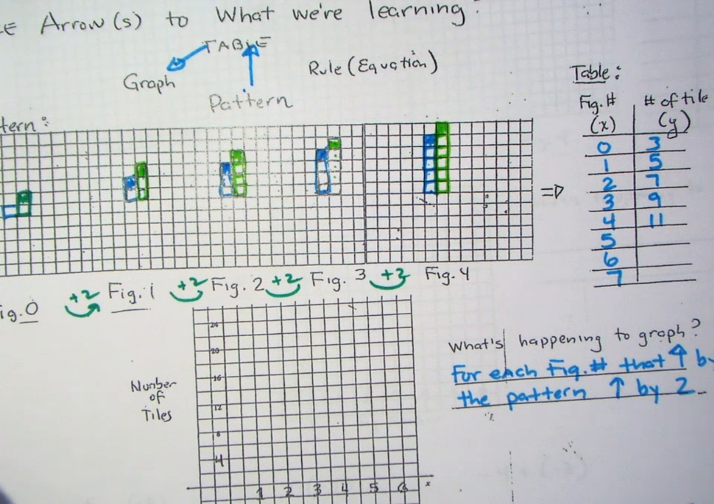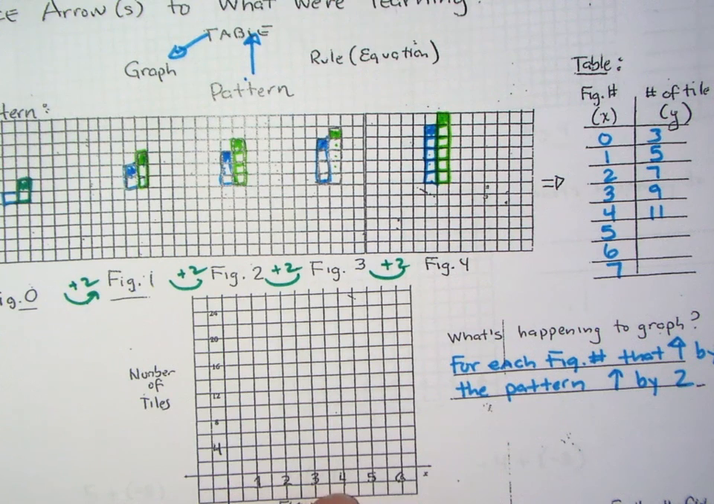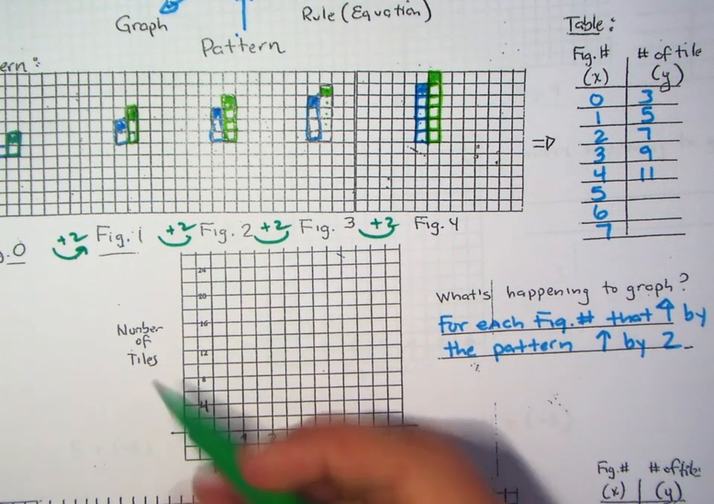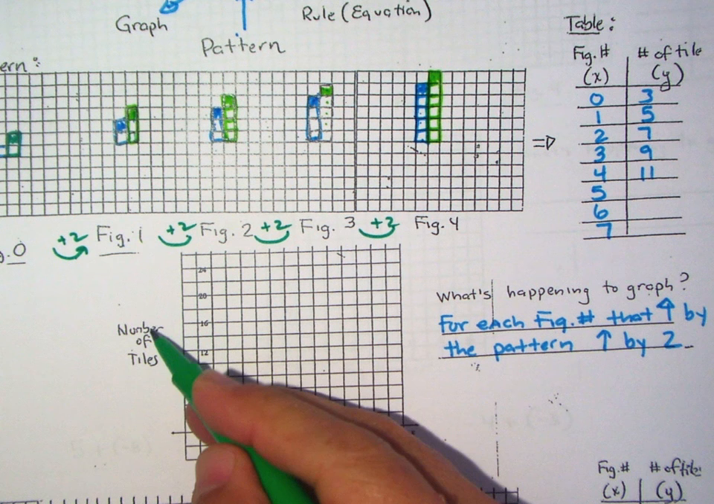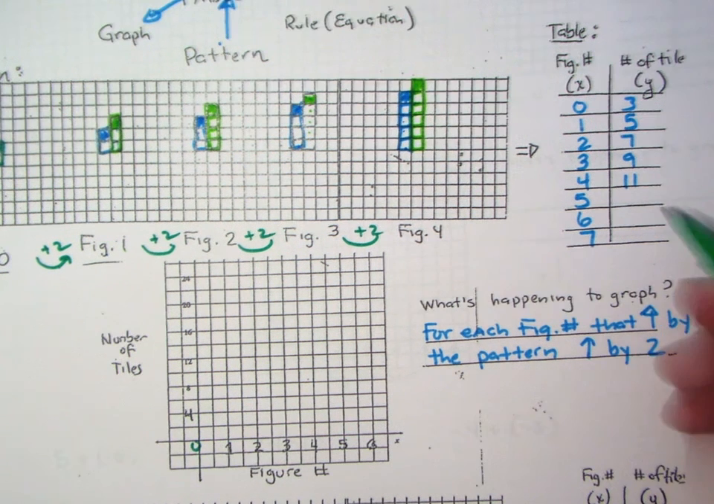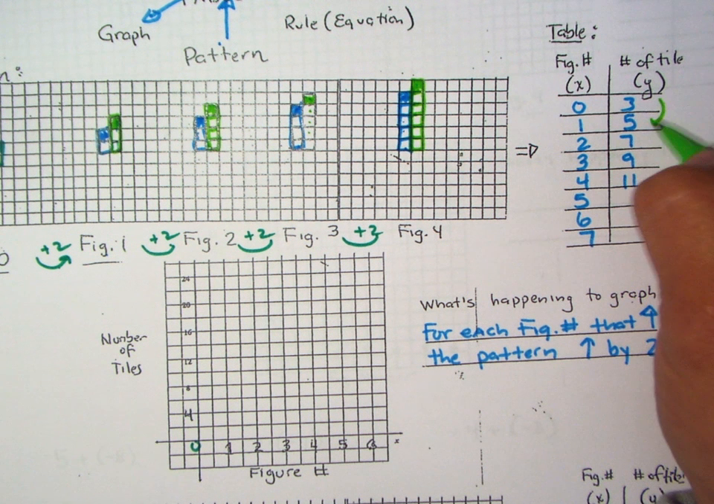So that's what you've got to do. All you have to do now is fill it in. So 9. And then you do the graph. Remember, this is figure number, and this one right here is 0. And this is your number of tiles. Don't forget to fill in the table. And then what is it doing? It's increasing by 2. Add 2, add 2, add 2.